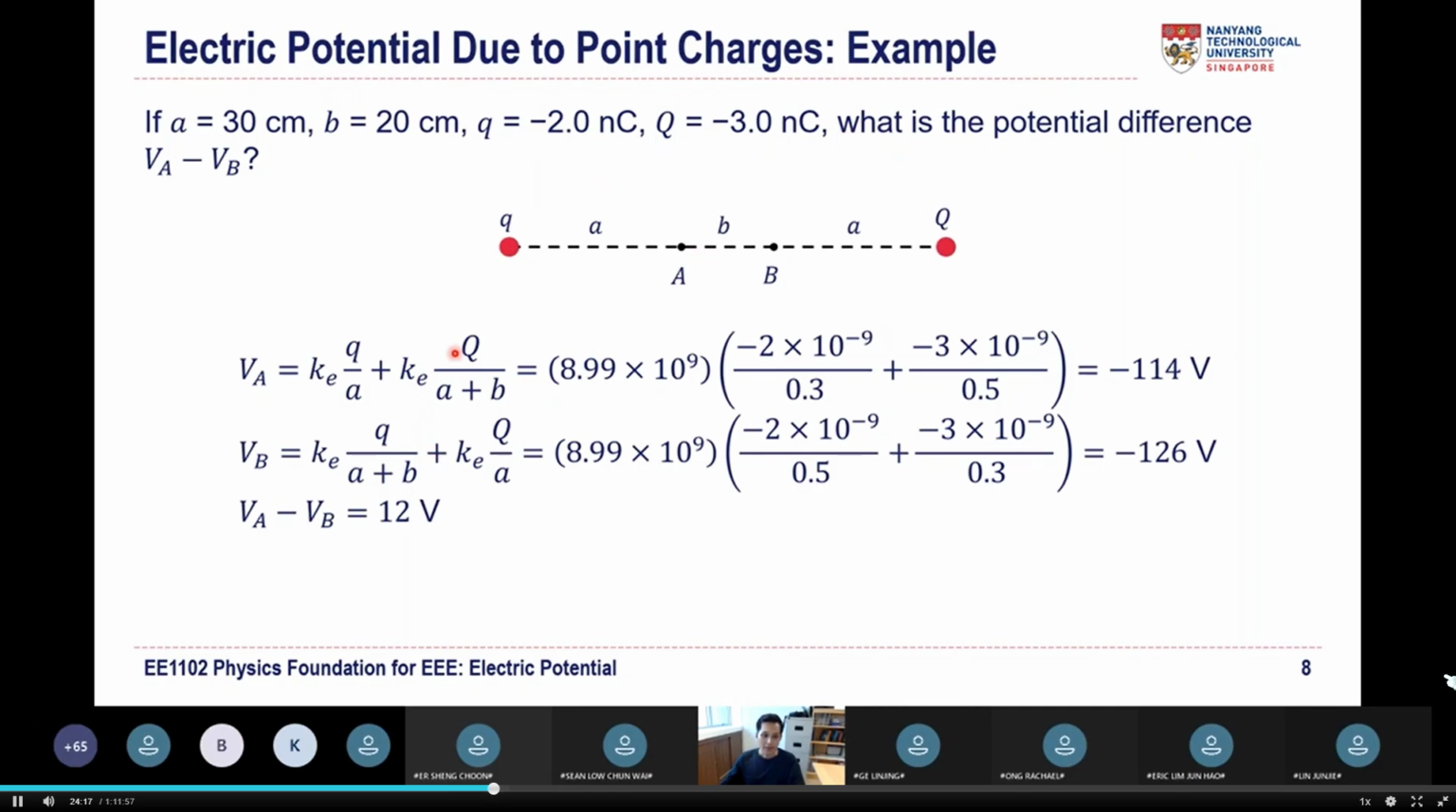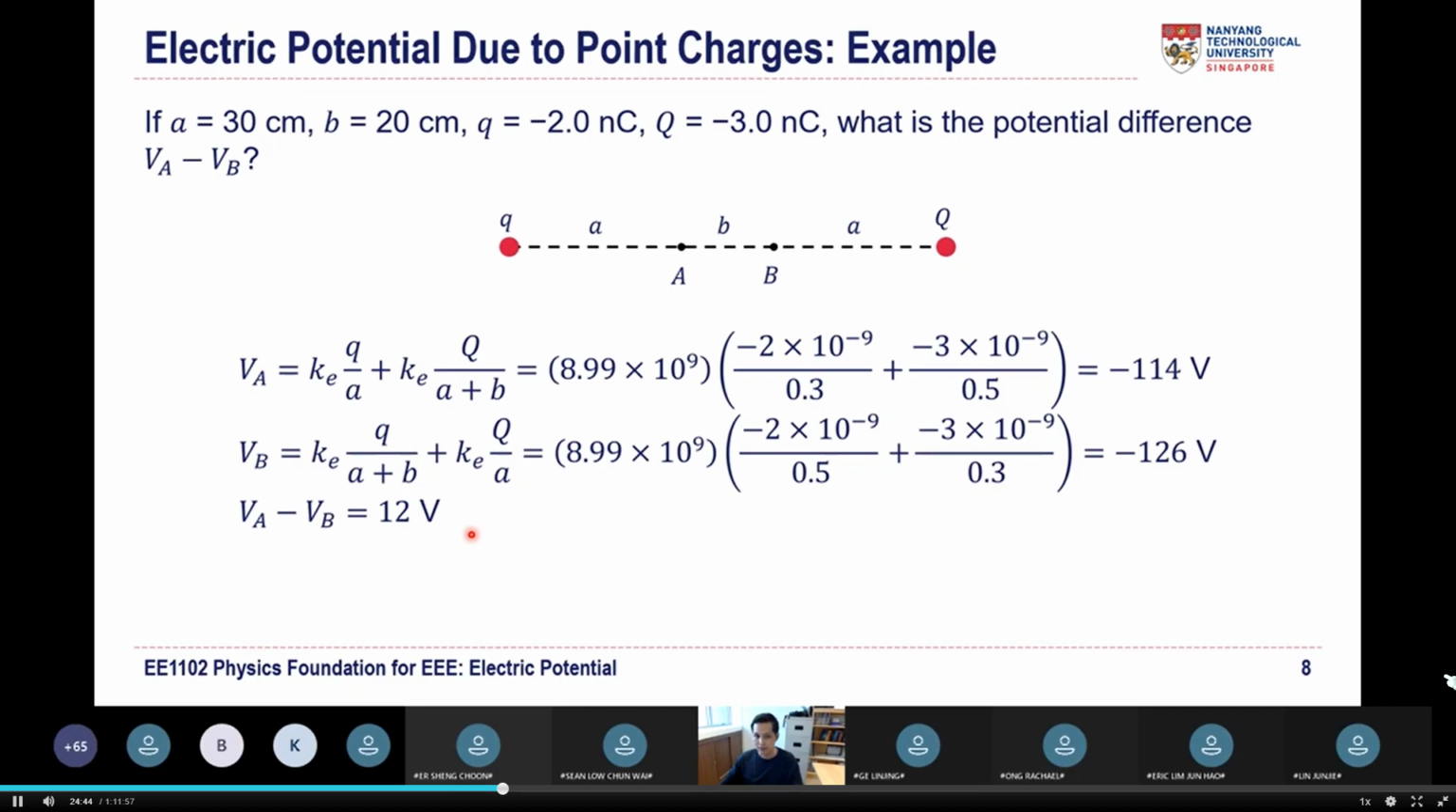And then at B, you need to do the same. But this time the distance from the small q to B is going to be A plus B, whereas the distance from the big Q to B is going to be just A. Then you see that you get this number, which then gives the potential difference, meaning the difference in the voltages between the two. You get 12 volts.